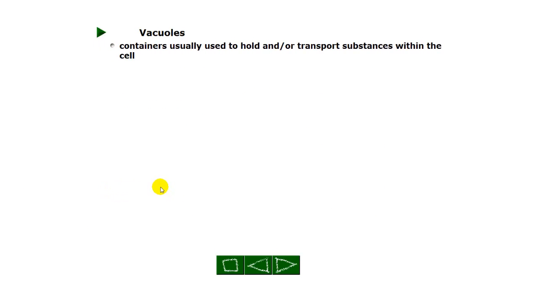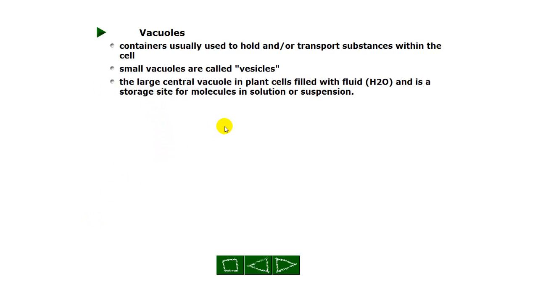Vacuoles. These are just containers. On your diagram, you'll see them as little circles, usually used to hold and or transport substances within the cell. You can't have chemicals, a protein that is made, simply floating around in solution in the cytosol, because it basically would dilute it, change its composition, etc. So once a chemical is formed, a protein, it usually is packaged in a container, a vacuole. A small vacuole has a funky little name called vesicle. The large central vacuole in plant cells is filled with water and a whole bunch of dissolved minerals, and is a storage site for molecules in solution or suspension.